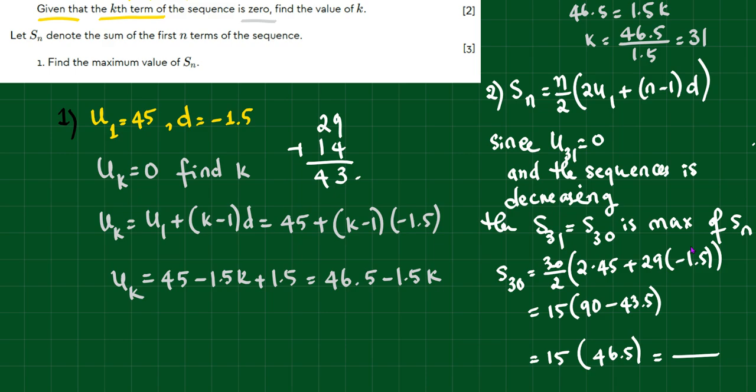Do you understand why I'm considering this as the maximum? Because if we continuously find the sum of the 32nd term, 33rd term, and so on, the result is going to be decreasing from S31. You understand what I'm saying? And why is S31 equal to S30? Because U31 is 0. So U1 plus U2 until U31 is the same as U1 plus U2 until U30, because U31 is 0.